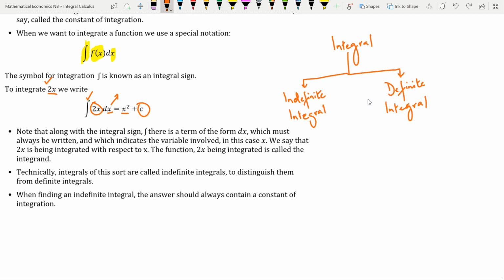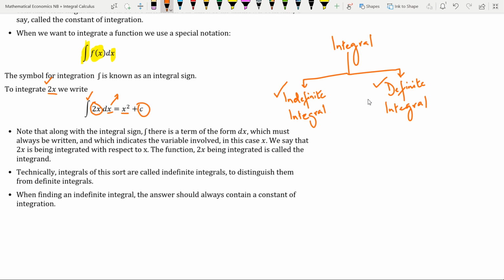There are two types of integral. The first one is indefinite integral and the second one is definite integral. So far what we have been discussing is related to indefinite integral. We will discuss in detail the difference between indefinite integral and definite integral in the upcoming videos.